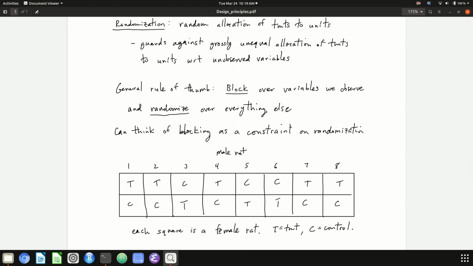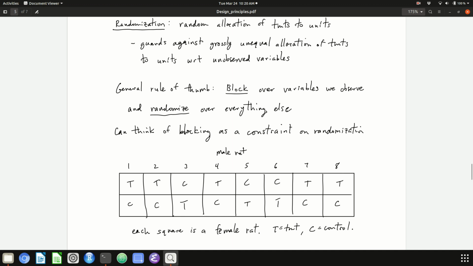So this is just a picture of that design we discussed above. Each square here represents a female rat, so there should be 20 squares. We group the female rats according to the 10 male rats. So the column headers here are a label.